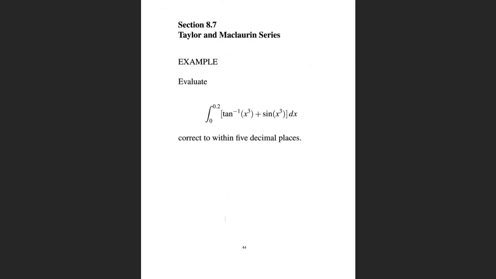Okay, so in this problem, we have an integral of the arctangent of x cubed plus the sine of x cubed. Now, does anyone offhand know the antiderivative, for instance, of the arctangent of x cubed? I certainly don't.